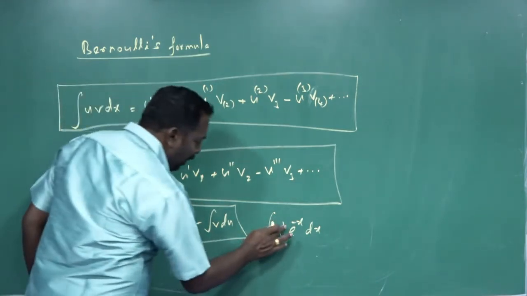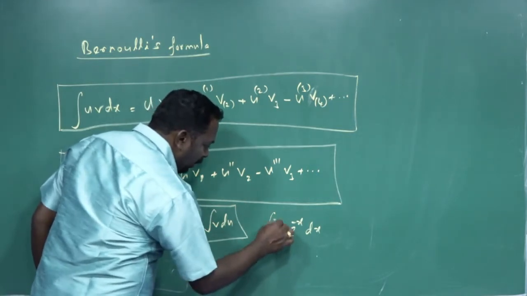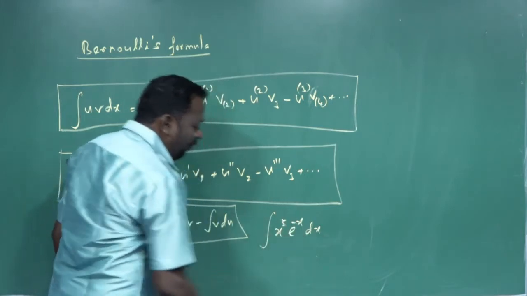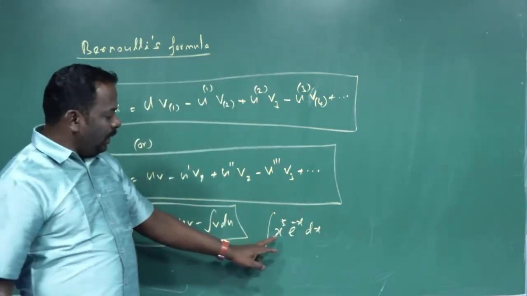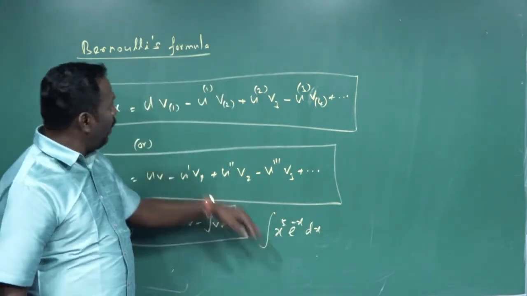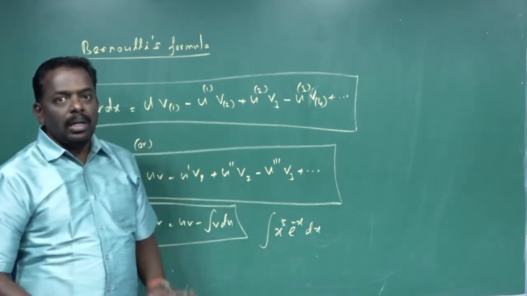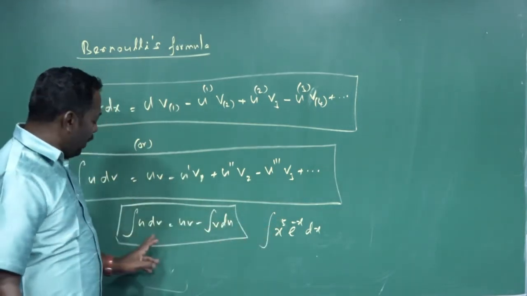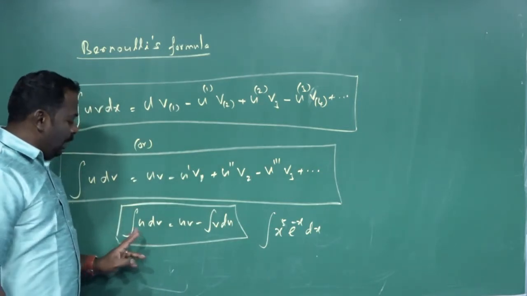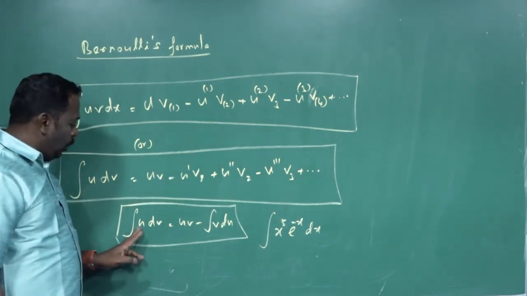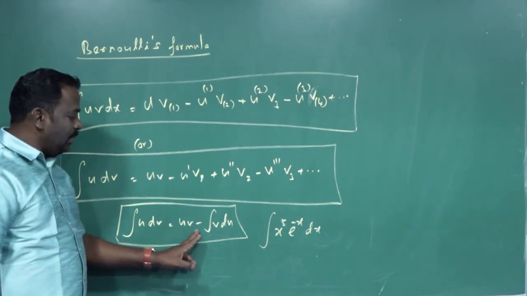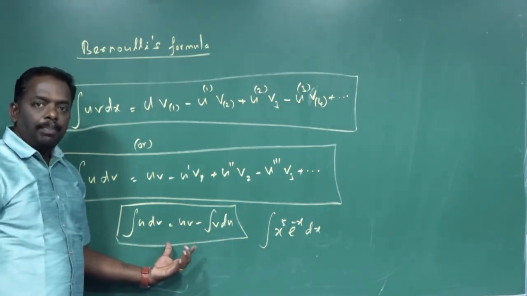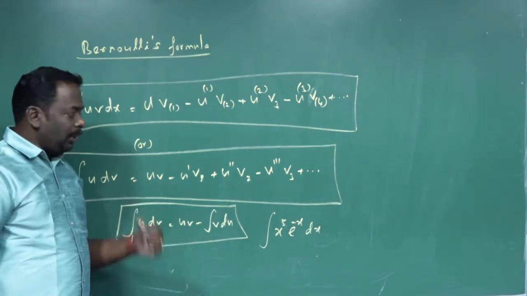If the power of x is more than 1, say 3, 4, 5, suppose 5, then by applying Bernoulli's formula we solve this integration. If the power of x equals 1, apply integration by parts. Integration by parts is what? Integral u into dv equal to uv minus integral v into du. We know how to apply it; we discussed it several times.